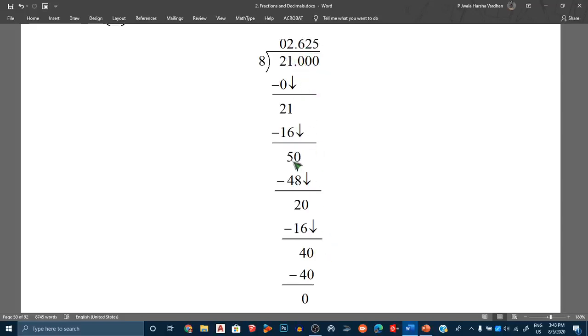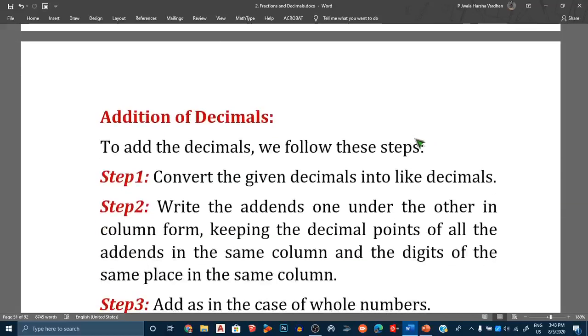Okay, now you can do the remaining division as usual normally. Okay, this is 50. Maximum how many? 8 6s are 48 you can take here, subtract here 2, bring down 0. So now 8 2s are 16, subtract 4, 40. Now you can divide 40 with 8 5 times maximum, so this is 40, 0. So now 21 by 8 is equal to 2.625. So like this you can divide and convert the fraction into the decimal form. So next, addition of decimals.